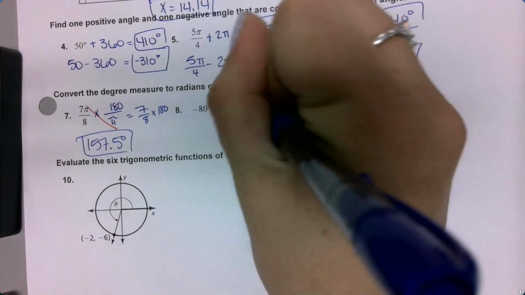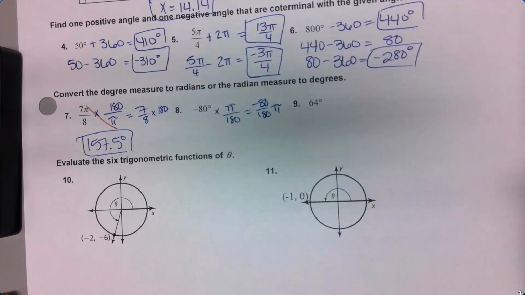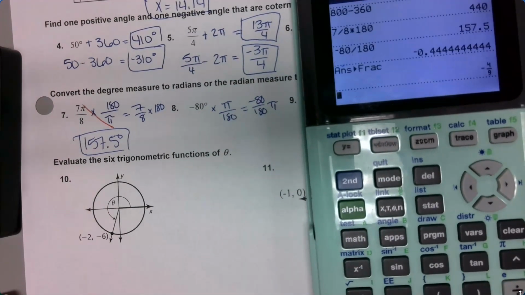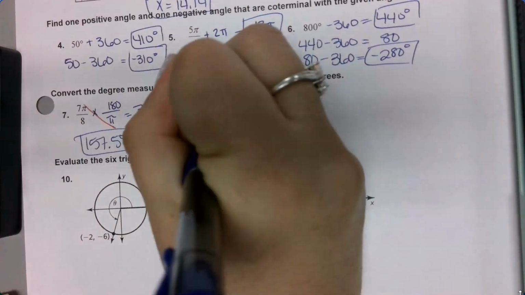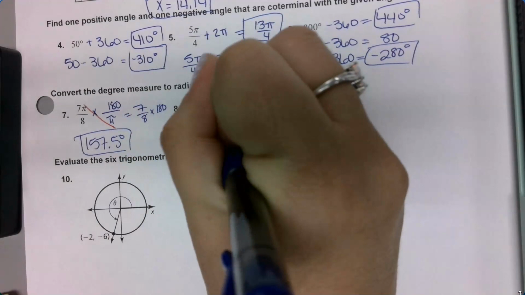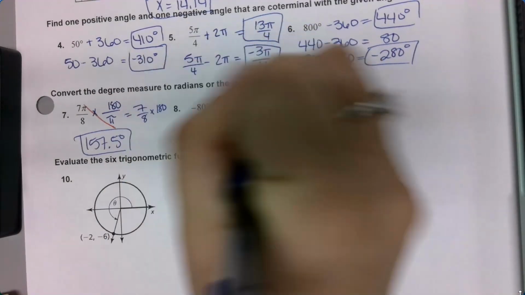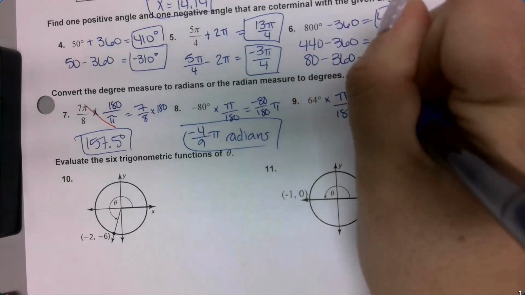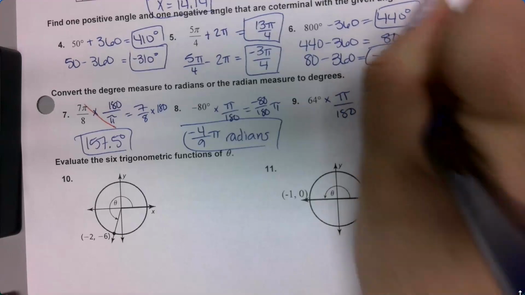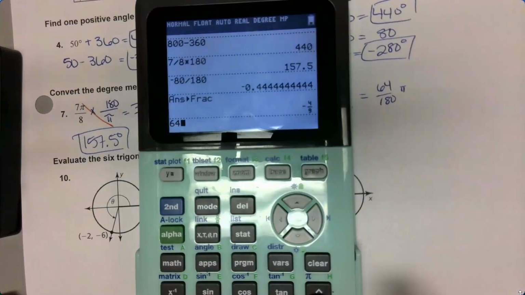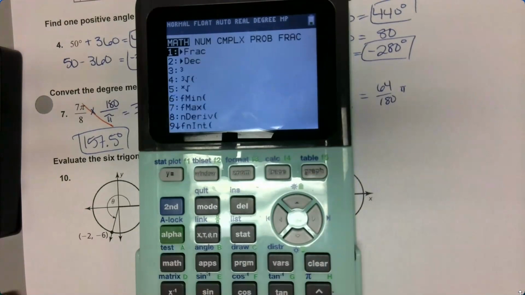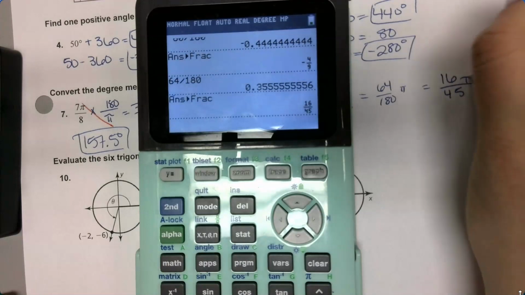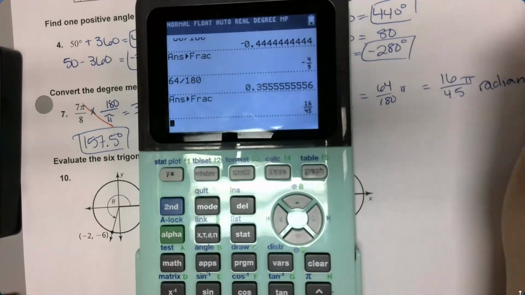So I can rewrite this as negative 80 over 180 pi. Turn it back into a fraction, gives me negative 4/9 pi, which is now in radians. 64, I have degrees, so I want degrees on the bottom. I can rewrite this as 64 over 180 times pi. Turning into a fraction, gets me 16/45 pi, and then I want to write that this is radians.